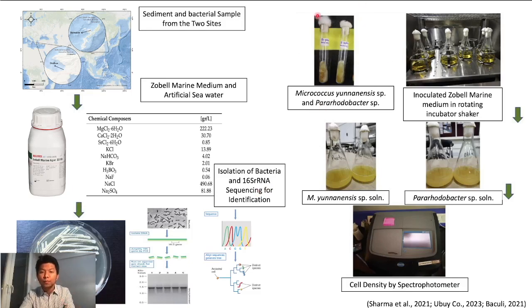Now, the end point right here is we'll have these test tubes of pure cultures of these bacteria, and we're going to inoculate some of them into this Erlenmeyer flask in a rotating shaker incubator. And the end product here would be these two bacterial solutions right here. And we're going to check the density of this bacterial solution using a UV-Vis spectrophotometer at a wavelength of 600 nanometers.